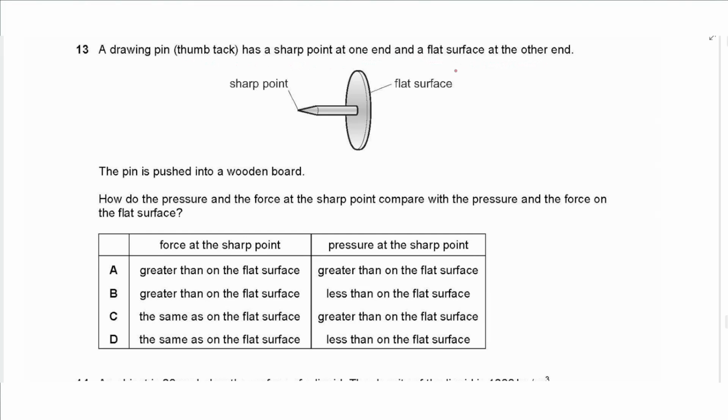Question 13 says a drawing pin has a sharp point at one end and a flat surface at the other end. The pin is pushed into a wooden board. How do the pressure and the force at the sharp point compare with the pressure and the force on the flat surface? So for the force, it is the same force. Solid objects transfer the force as it is, so the same as on the flat surface. And the pressure at the sharp point would be greater than on the flat surface, so greater here and here. So the common choice here is C.